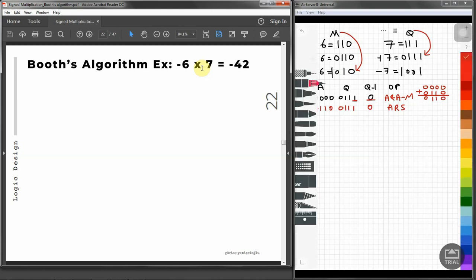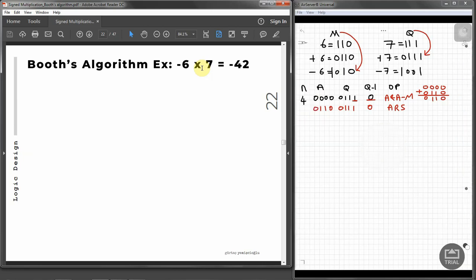So arithmetic right shift, we'll have 0, the first bit, and then 0 is shifted, and then 1 is shifted, and then 1 is shifted, 0 is shifted, 0 is shifted, then 1, and that one will be shifted over here. Now we have got the new value, and our n is 3. We decrement it. Then we repeat again.